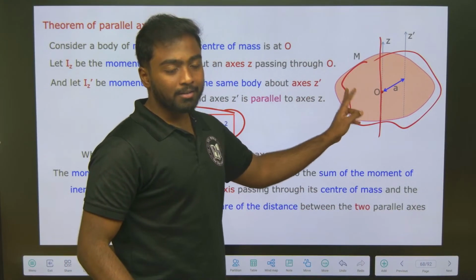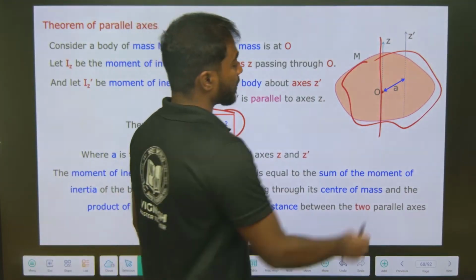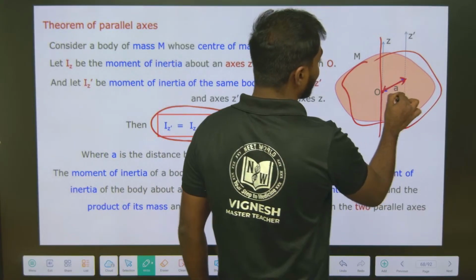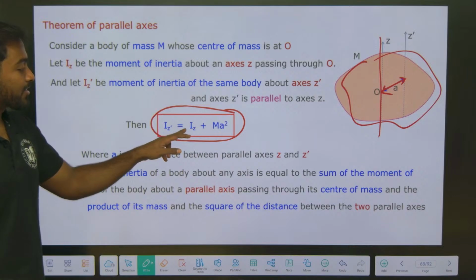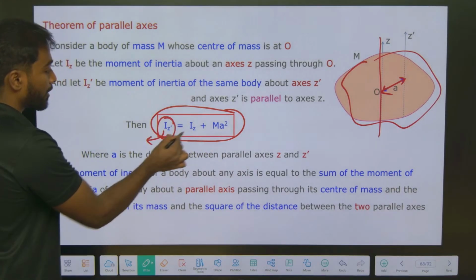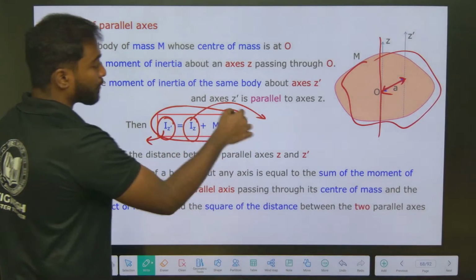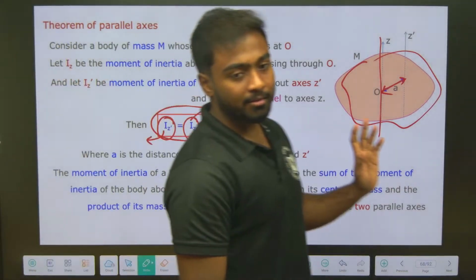now I need to find it somewhere else which is parallel to the other axis. So the distance between two parallel axes is called a. So the formula is Iz dash will be equal to Iz plus m a square. This is the new moment of inertia and this is the given moment of inertia of the system. This is the parallel axis theorem.